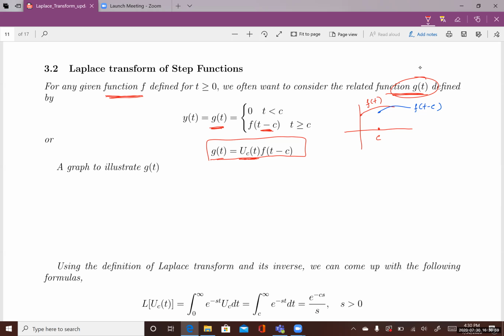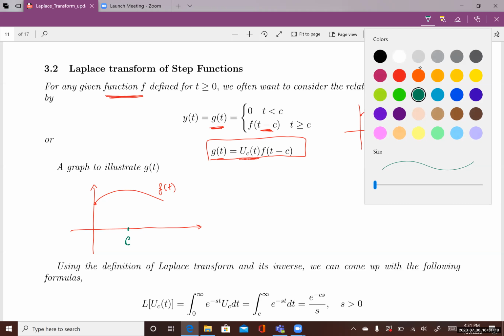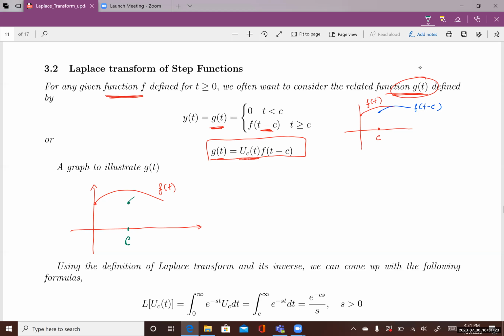An illustration for this g of t is very similar to this graph. When you have the function f of t, and I have c here, then I will move it, and f of t minus c will be here. This is f of t minus c. And the function g of t is this function right here. So everything is equal to 0 up to the point t equals c, and then everything will be f of t minus c after the point c. This is the function g of t, this is how it looks. The green function here is g of t.